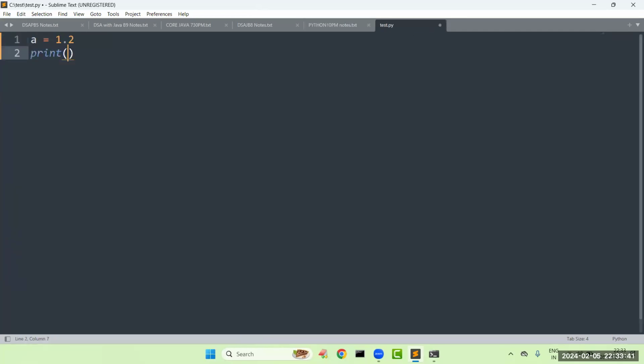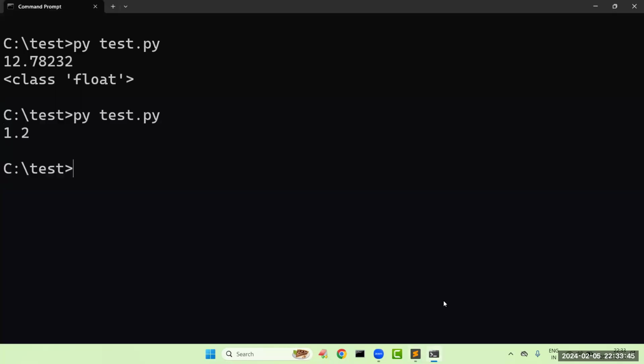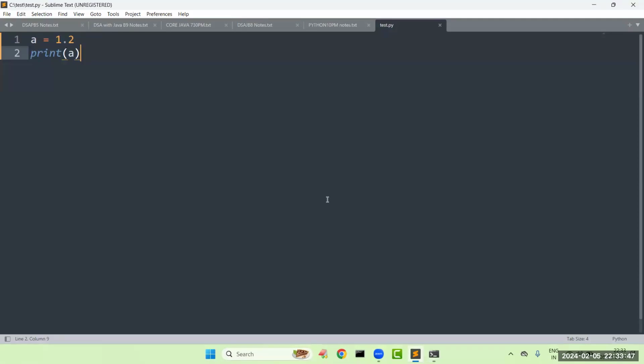It is the general representation. What output will we get? We will get the output as 1.2 only. Now I am taking b is equal to 1.2e3. Here, what output are we going to get?